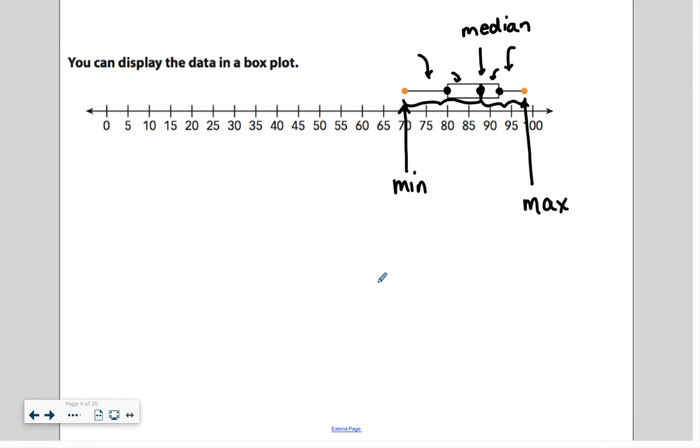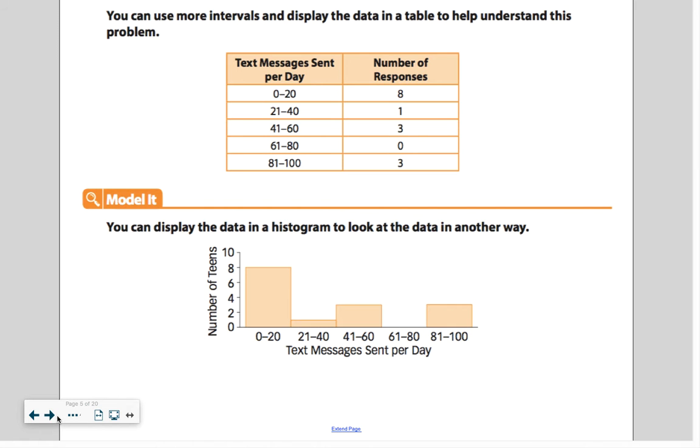So sometimes they ask you just what a number represents. And so you would have to know what those dots and boxes all represented on the graph. All right, so let's look at a little bit more. So here I did one where it talked about text messages sent per day and the number of responses. I looked at it on a histogram.